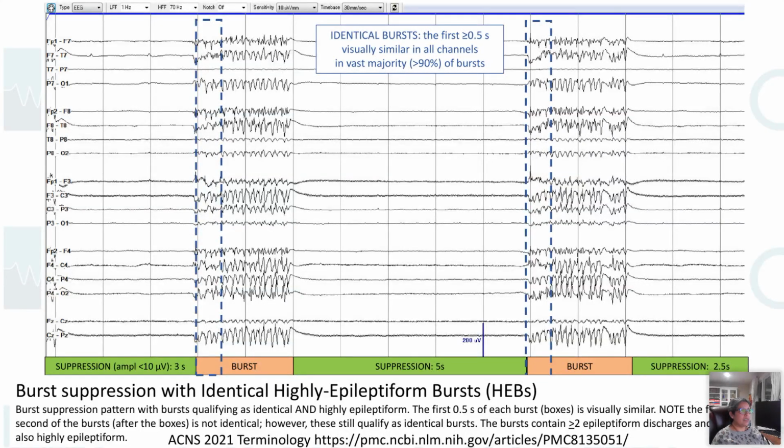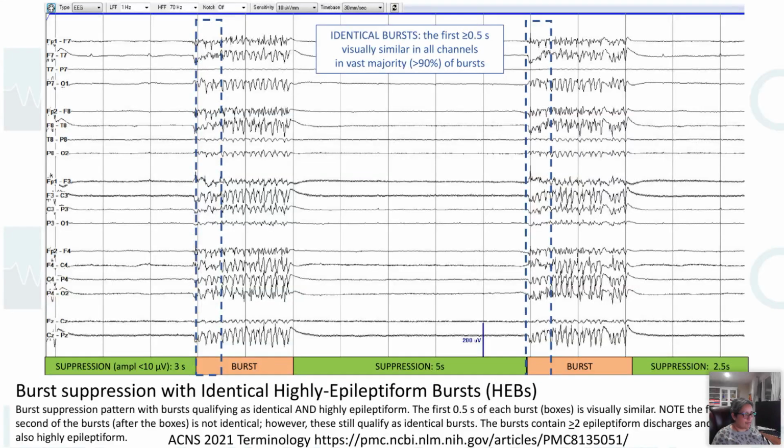This is a burst suppression pattern in a patient with cardiac arrest. We have a very clear burst suppression, with 2 seconds of burst and about 5 seconds of suppression in between. If you look clearly, the first half a second of the burst is very much identical. Look at the second half of the second. In the first burst, it looks like very rhythmic sharps, but here there are spike and wave.